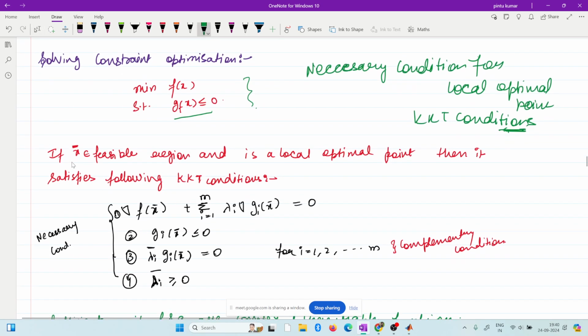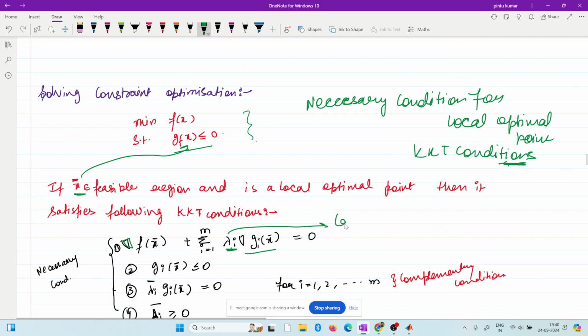Okay, so if x bar belongs to this feasible region, that is, it satisfies your constraints, then it necessarily satisfies these conditions. First one is gradient of f plus summation of all the gradients multiplied by a factor that is called your Lagrangian multiplier. Okay, these are just terminologies. So some lambda i multiplied by gradient of g_i. This should be equal to 0. This is our first condition.